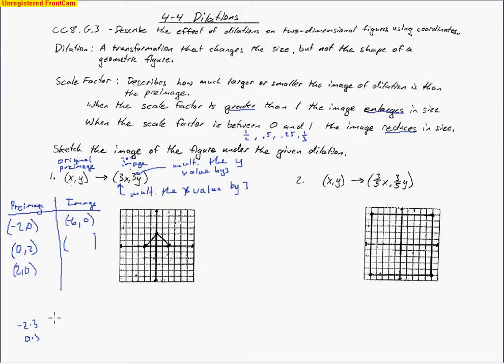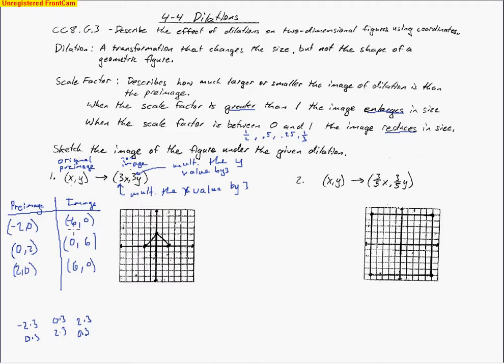I would have 0 times 3, that's going to give me the 0. And then this 2 right here, 2 times 3 gives me the 6. So over on this next one, I take that 2 and I multiply it by 3, so it's telling me to triple that value, that gives me 6. And the last one is 0 times 3, and that gives me 0. That's why I write that.